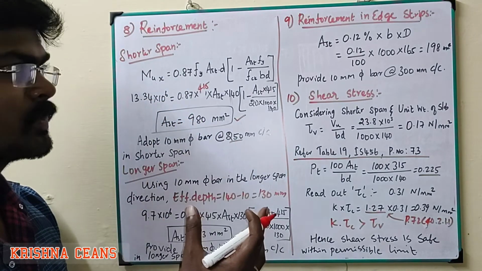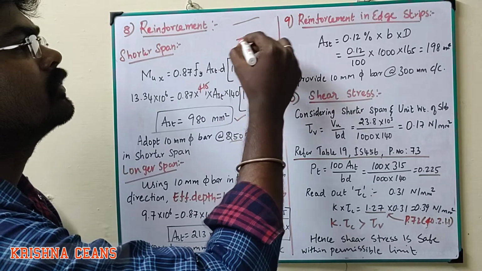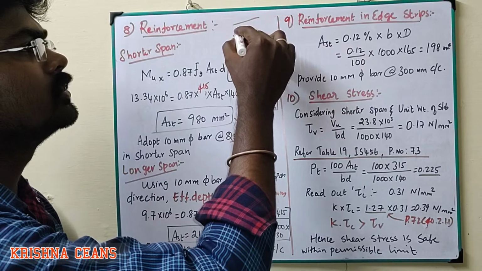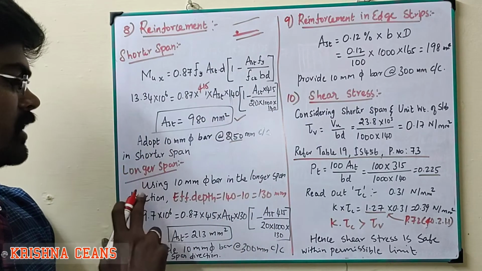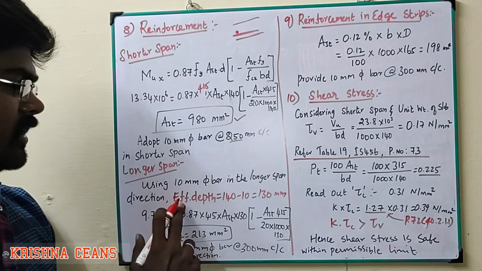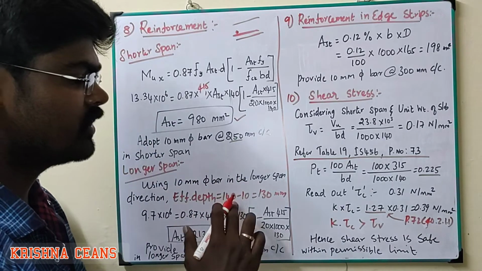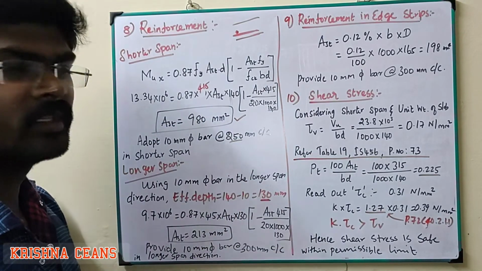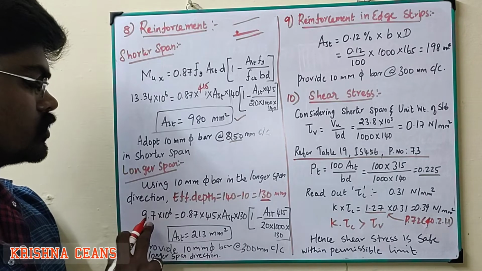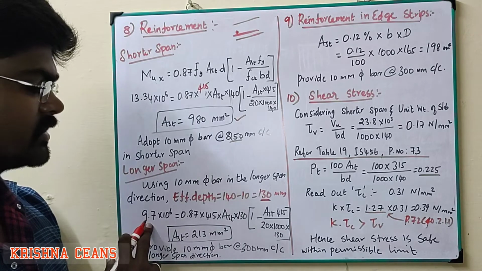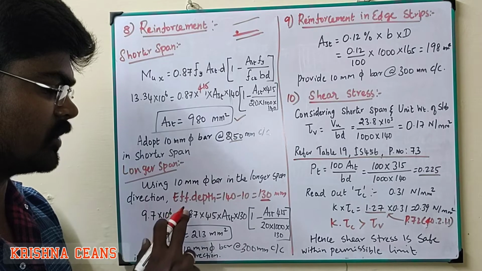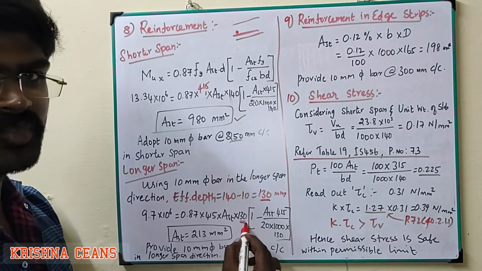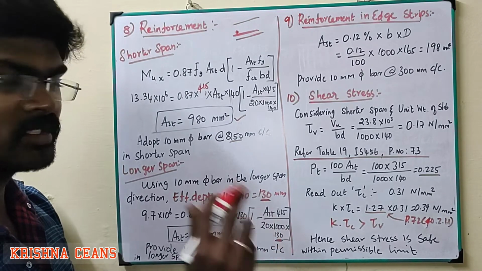So for the longer span, a 10 mm dia bar is already provided in the other direction along the reinforcement we provided here, so we need to deduct that 10 mm dia bar. Using 10 mm dia bar in the longer span, the effective depth is 140 minus 10, since the 10 mm dia bar is already provided. So here we reduce it to 130 mm. The moment along the y direction is 9.7 into 10 to the power of 6, which is equal to 0.87 into that formula, which we substitute here. Here the effective depth is 130 mm. That is the only difference.